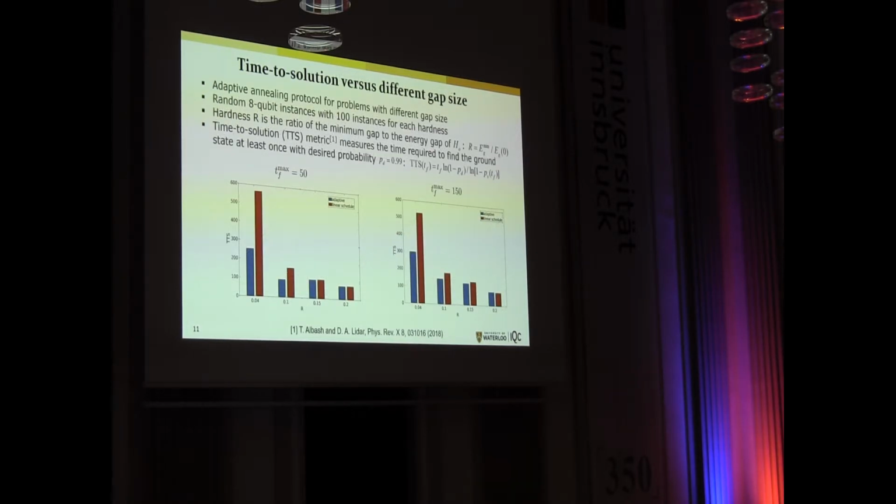We started a statistical analysis of the improvement you are getting, which is still in progress. But for now, looking again at 8-qubit instances, we get results that are summarized in these graphs here. So here, this axis is the minimum gap, the minimum gap relative to the initial transverse field. It goes from 0.04 to 0.2 here.